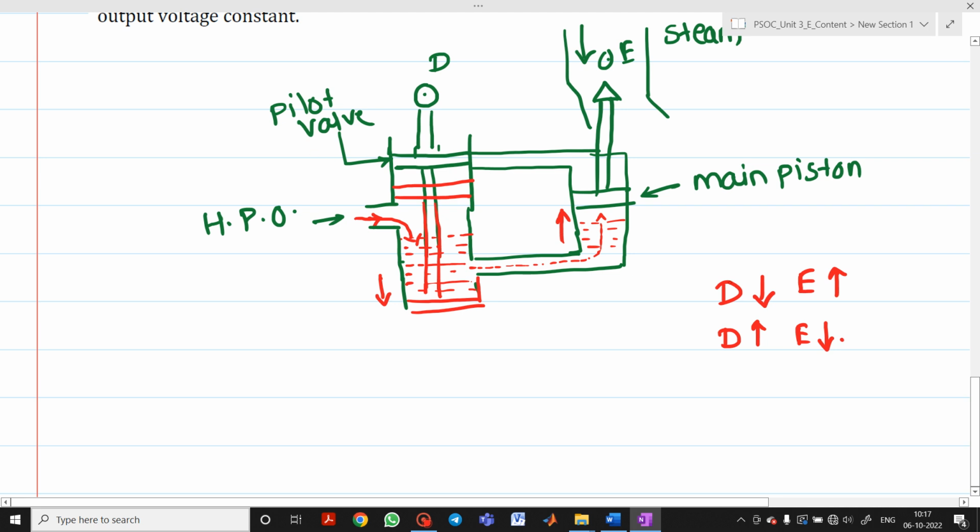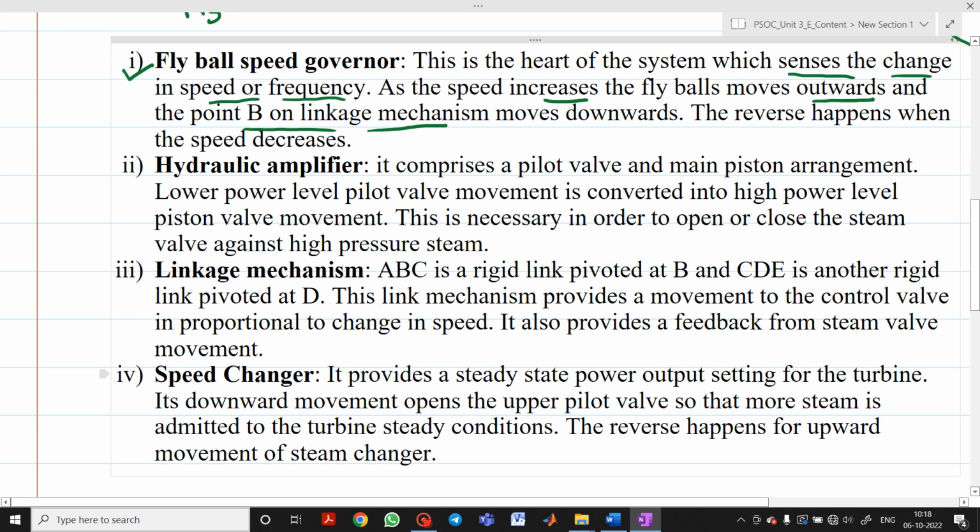So in the first case, when the high pressure oil comes here, this piston will move in the downward direction, and high pressure oil will enter from this to this region. Then this high pressure oil will create a pressure on the main piston and it will move in the upward direction. So that's why this steam inlet will be reduced. So this is the diagram. Whenever D moves in the downward direction, let's say up to the point D dash, this is nothing but your hydraulic amplifier.